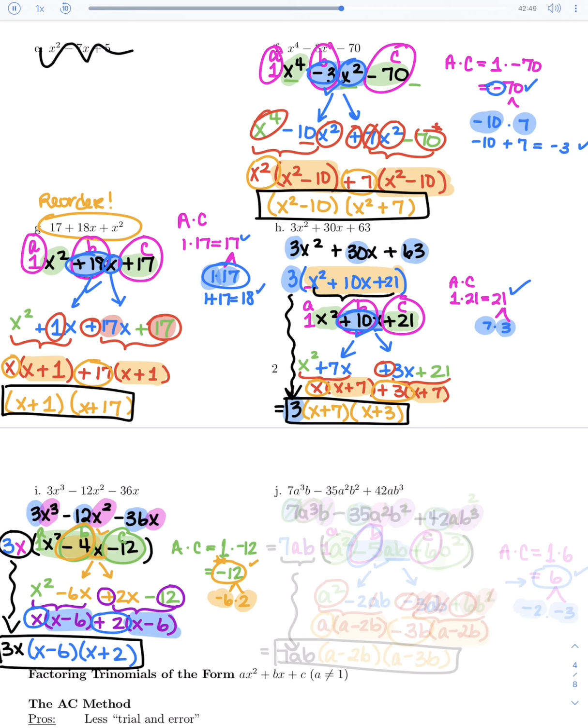And again, the most commonly forgotten thing is they lose the 3x along the way. It's so easy to accidentally do.